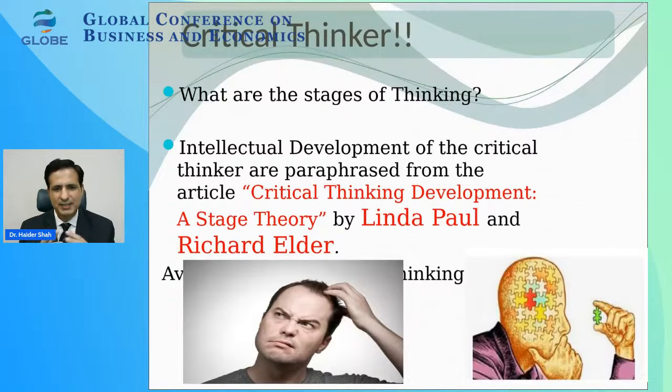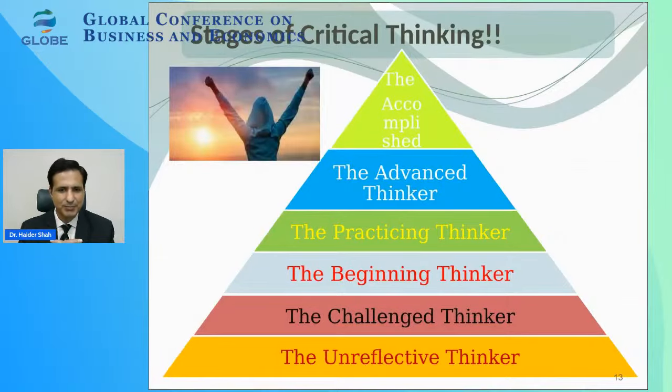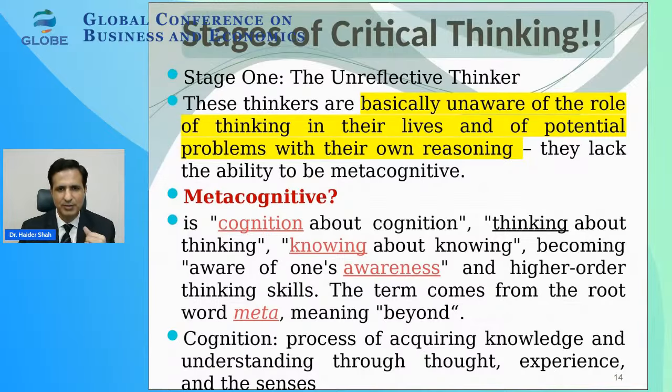For that matter, there is wonderful work on it: the critical thinking development stage theory by Linda Paul and Richard Elder. They have shown the 6 stages of critical thinking. When you are involved in critical thinking, you must try to understand which thinking level you are at and how you can improve from one stage to another. So let's quickly discuss this pyramid. It is a wonderful pyramid. It starts from the unreflective thinker and reaches the accomplished thinker. There are further stages between the 4 and the 6, but how can we improve and what are the different things to understand? Very quickly, I will just talk about it.